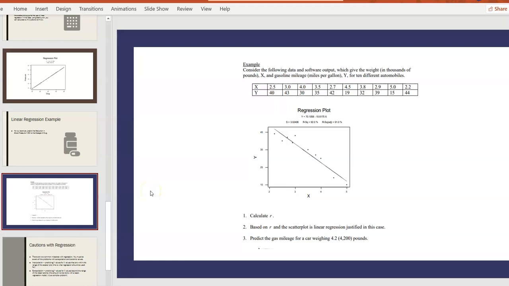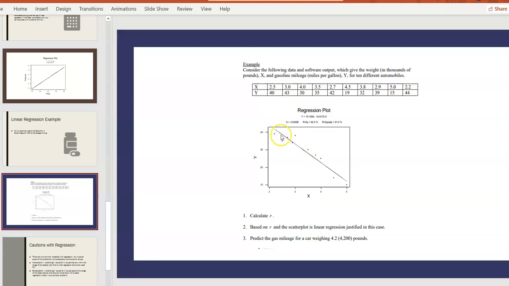Okay, so here we've got a table that has gasoline mileage in 10 different automobiles. It gives the weight in pounds for the automobiles, and it's in thousands of pounds. So for example, this 2.5 is really 2,500 pounds, and this is 3,000 and 4,000, etc. And then here's the gas mileage underneath for Y.